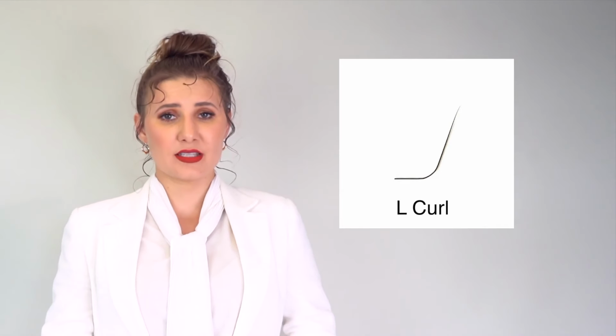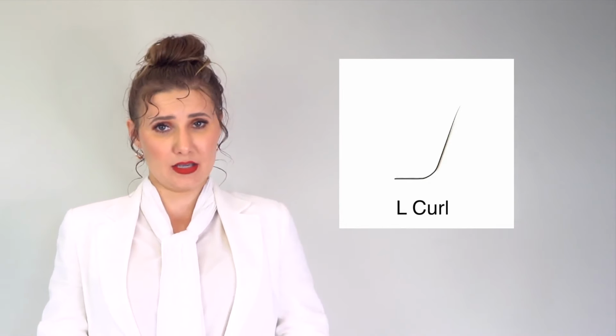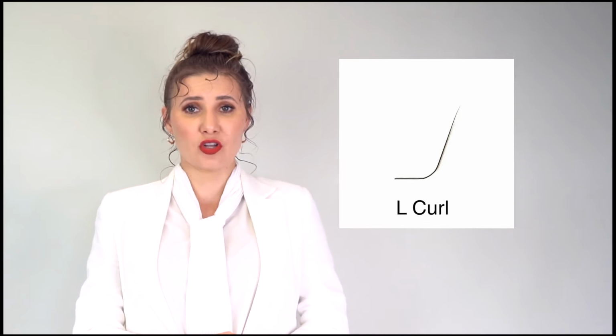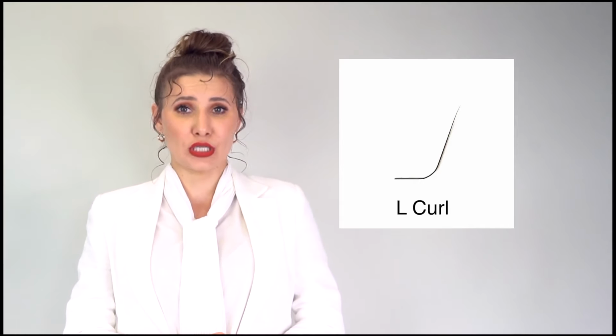The next curl is an L curl. It is also not as commonly used as a C and a D because it doesn't have a natural curl shape. The shape of an L curl is very angled and rigid. This curl benefits customers with hooded eyelids and deep-set eyes. It is also a very artsy curl as it can create a very interesting effect. It is important to know that not every curl suits every customer. It's also important to analyze customers' eyes and understand what they're looking for.